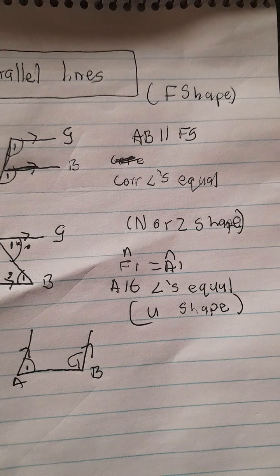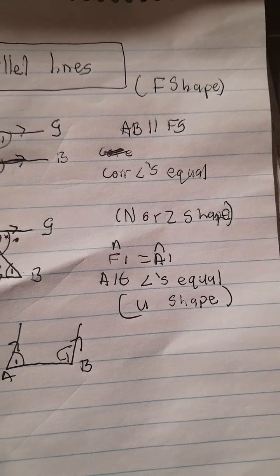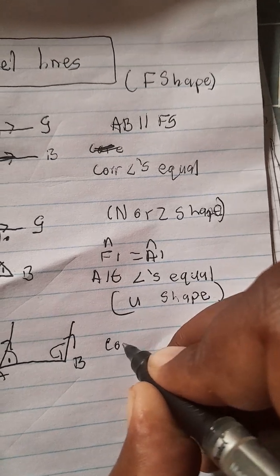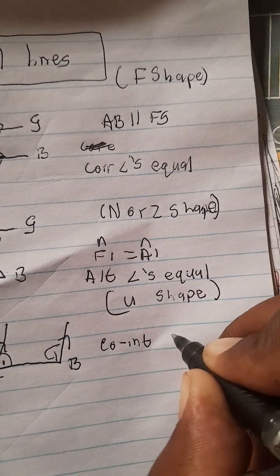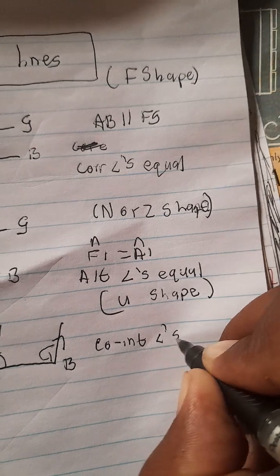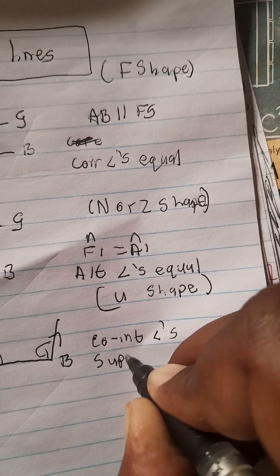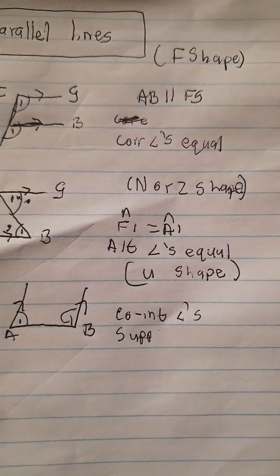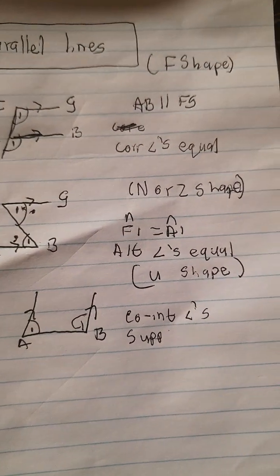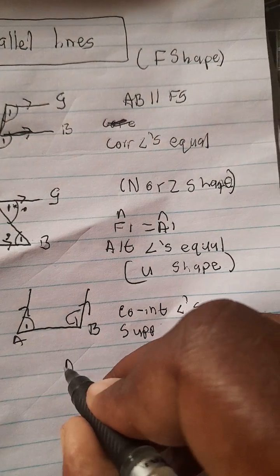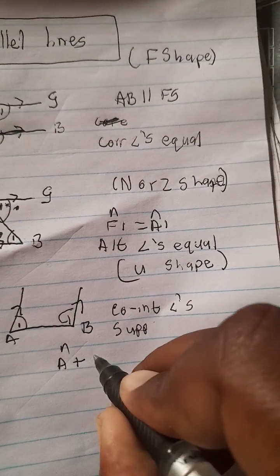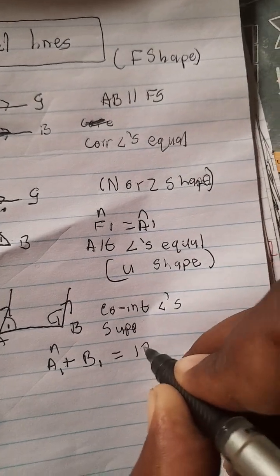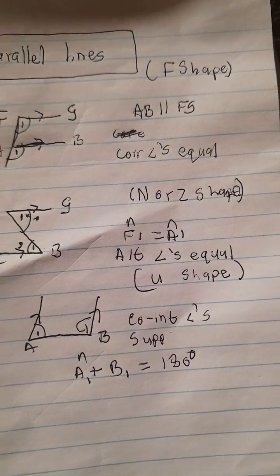So once you see a U shape, just know that this is co-interior, but also check whether it has parallel lines. So we said that co-interior angles are supplementary. When they say they're supplementary, what do they mean? They mean they add up to 180, meaning that this angle A1 summed with this angle B1 will be equal to 180 degrees. That's what they actually mean, guys.